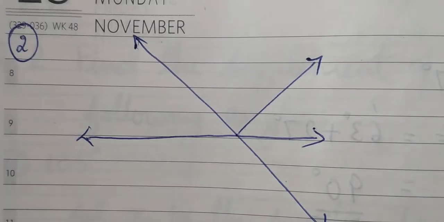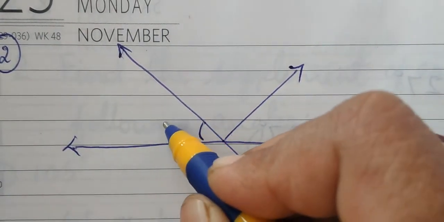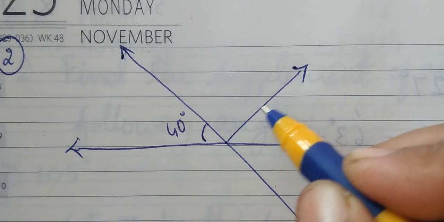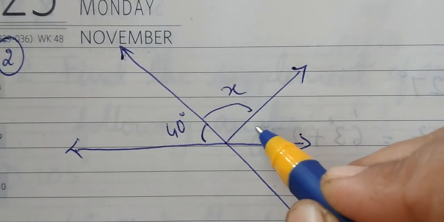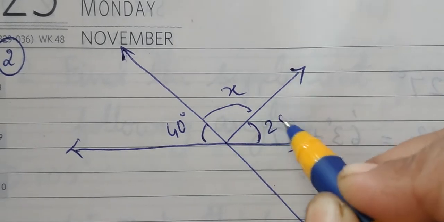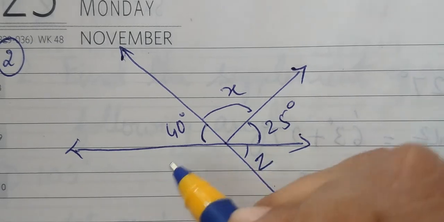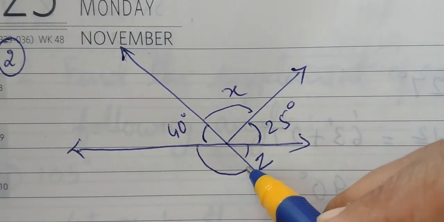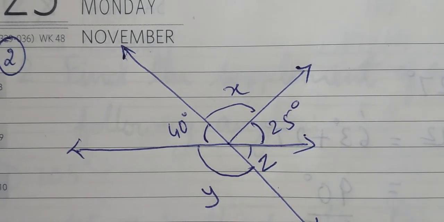Now look at the second figure of question number 12, where you can see this angle is 40 degrees. Then the next one is x, this one is 25, this is z, and this is y. You have to find out x, y and z.